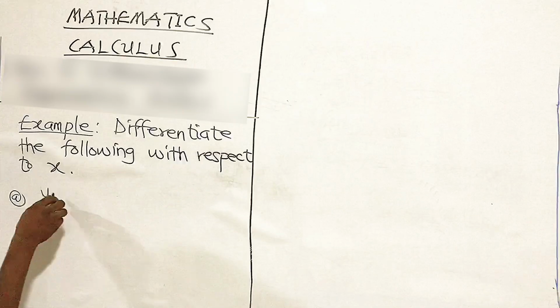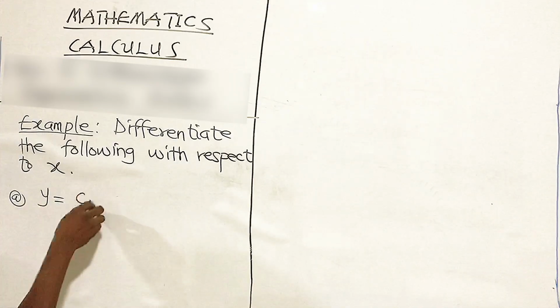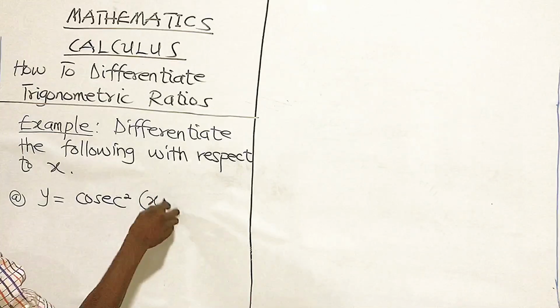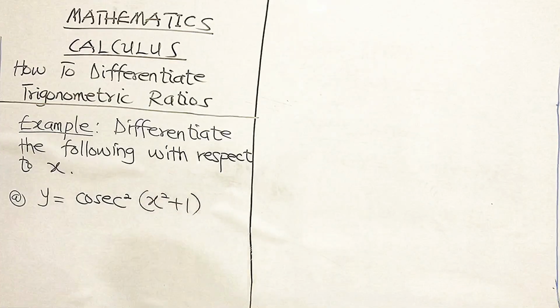D. Y is equal to cosec squared of x squared plus 1. And I'm going to look at how we can differentiate it.